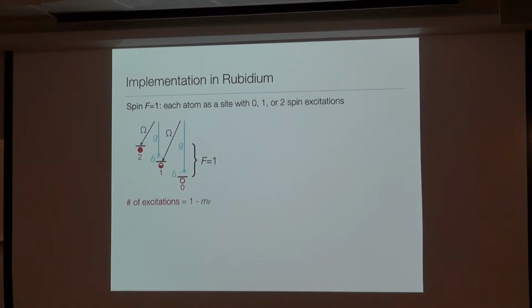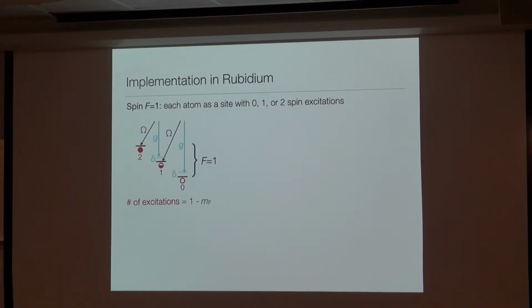Actually, in rubidium, it's a little bit more complicated. In a modest magnetic field, we have 3 states that are all coupled to each other. So it's actually a spin 1 system. Now I can think of each atom as a site that has 0, 1, or 2 spin excitations. The different mF quantum numbers in rubidium I'm thinking of as different numbers of spin excitations.